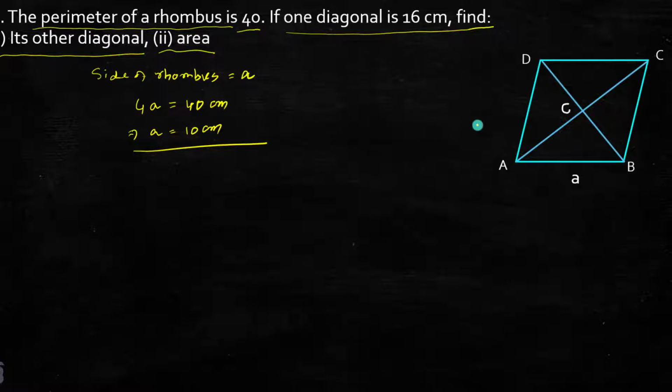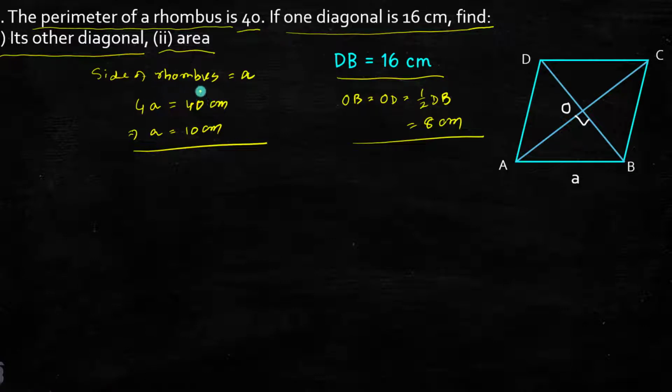This is the side of the rhombus. Both the diagonals cut at a point O at right angles to each other. Suppose the diagonal DB is equal to 16 centimeter, then OB is equal to OD is equal to half of DB. So this is equal to 8 centimeter. Now the side of the rhombus is A, which we have found out is 10 centimeter.